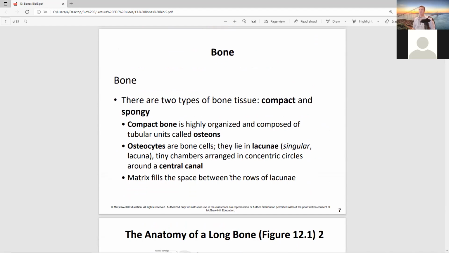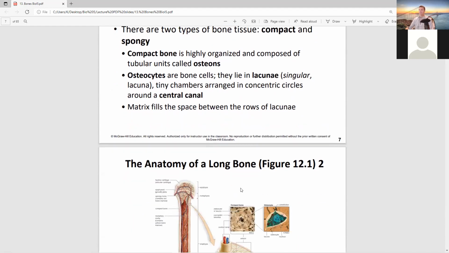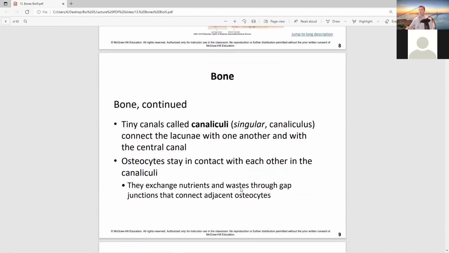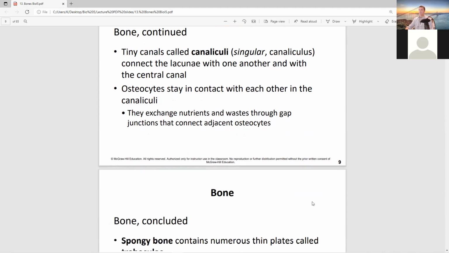So, bones. There are 2 types of bone tissue, compact and spongy. Compact bone is highly organized and composed of tubular units called osteons. Osteocytes are bone cells. They lie in lacunae, tiny chambers arranged in concentric circles around a central canal. The matrix fills the space between the rows of lacunae. Tiny canals called canaliculi connect the lacunae with one another and with the central canal. Osteocytes stay in contact with each other in the canaliculi. They exchange nutrients and waste through gap junctions that connect adjacent osteocytes.